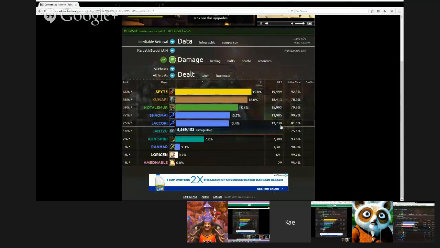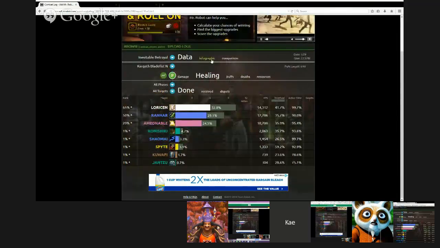You can see total DPS. The interesting thing about this is, with Kargath, there is no phasing to it, so there's no big difference there. But you can do the healing as well. And feel free to jump in.